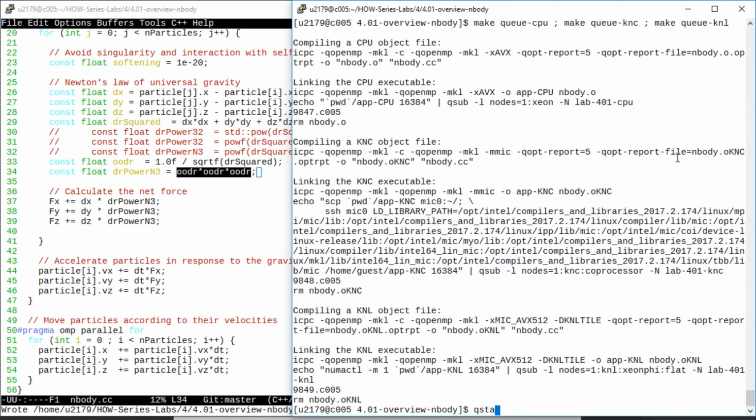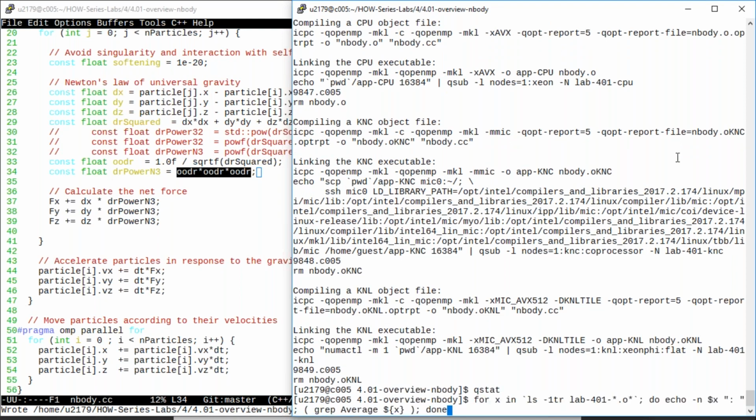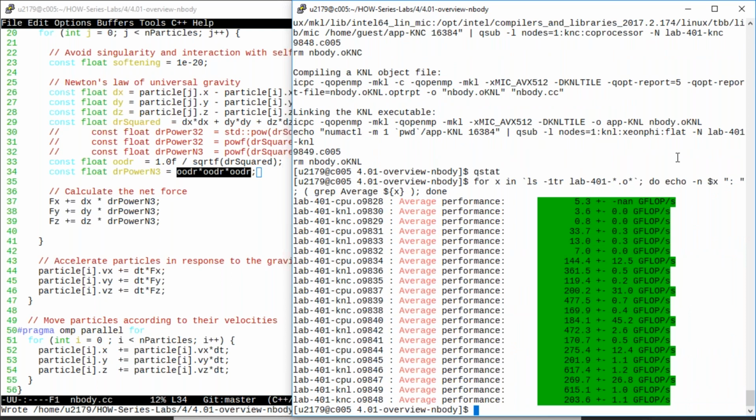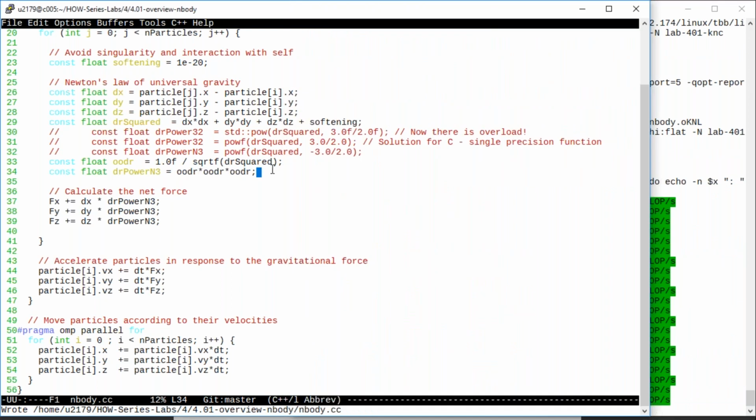So let's check. Yeah, it looks like I'm getting the same performance as before. So that was already done. But this is just another example.